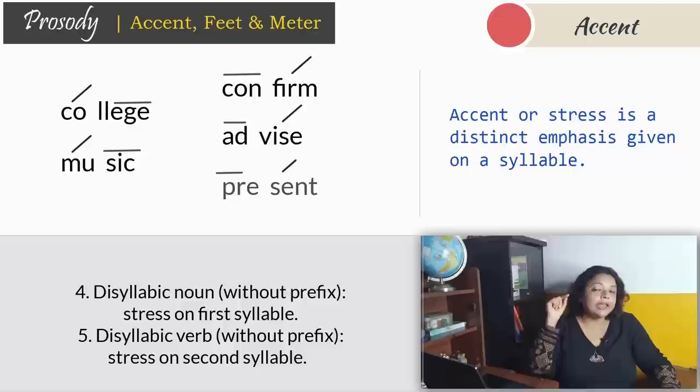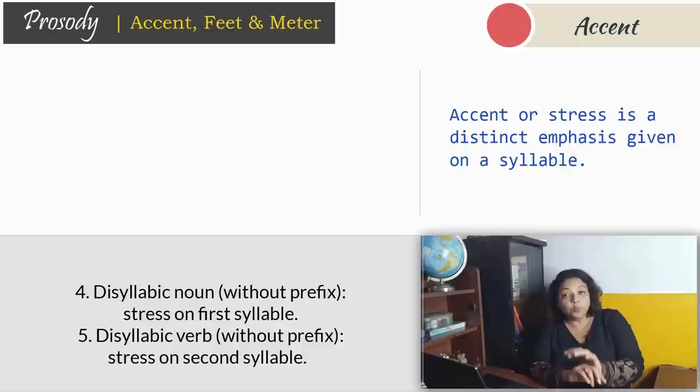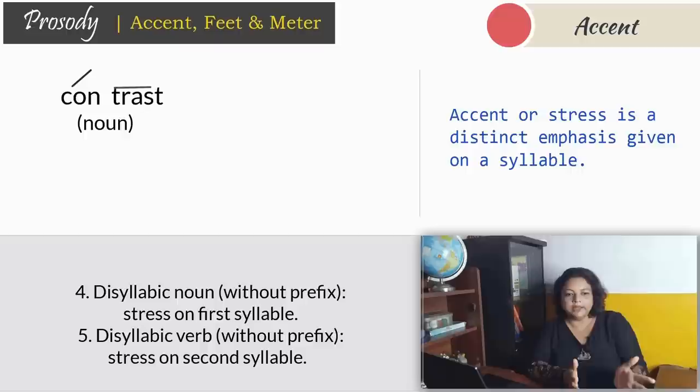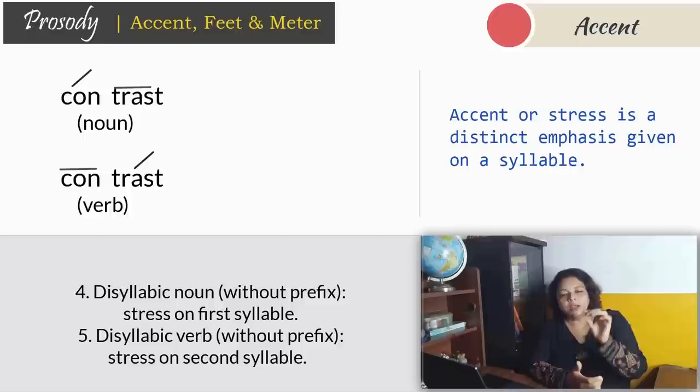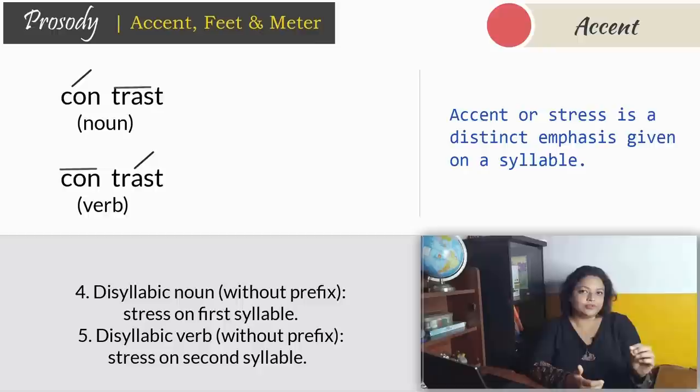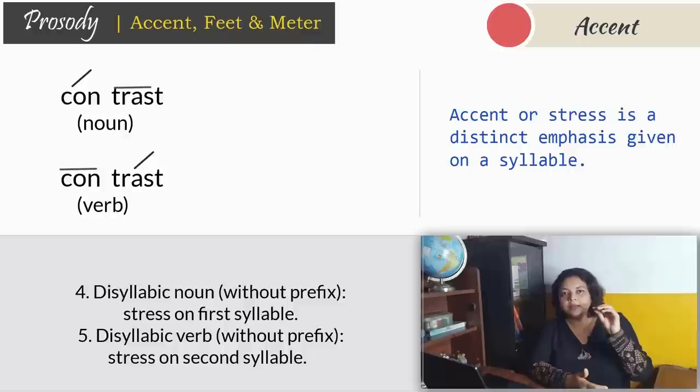Now, let me give you a very interesting word. A word where the noun and the verb forms are same. Contrast. When I use it as a noun, I say a sentence like, Macbeth and Banquo are great contrast to each other. And when I use it as a verb, I say that one set of events contrast the other set of events. When we are using it as noun, we are saying contrast. And when we are using it as verb, we say contrasts. So depending on the accent, we understand if it is a noun or a verb.